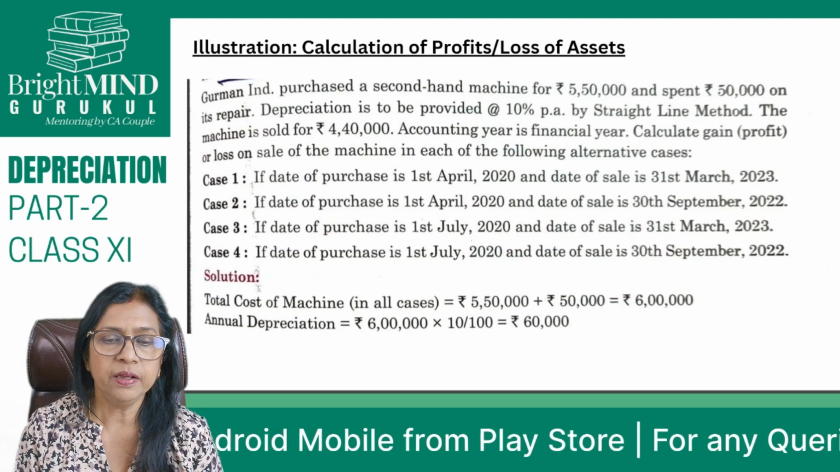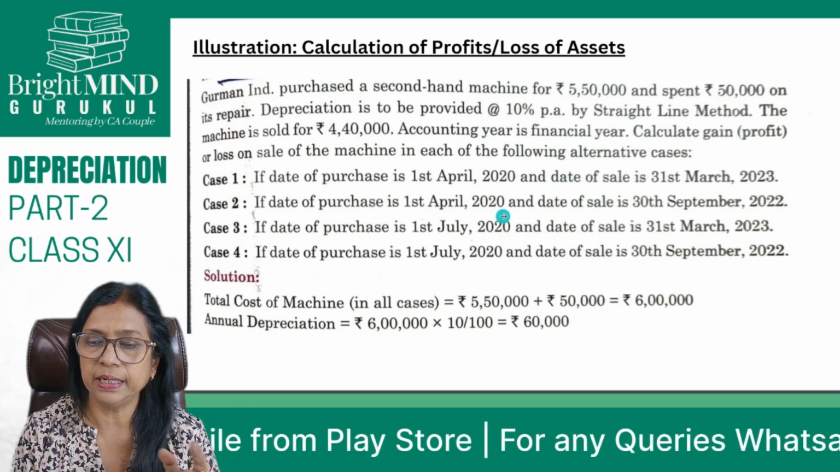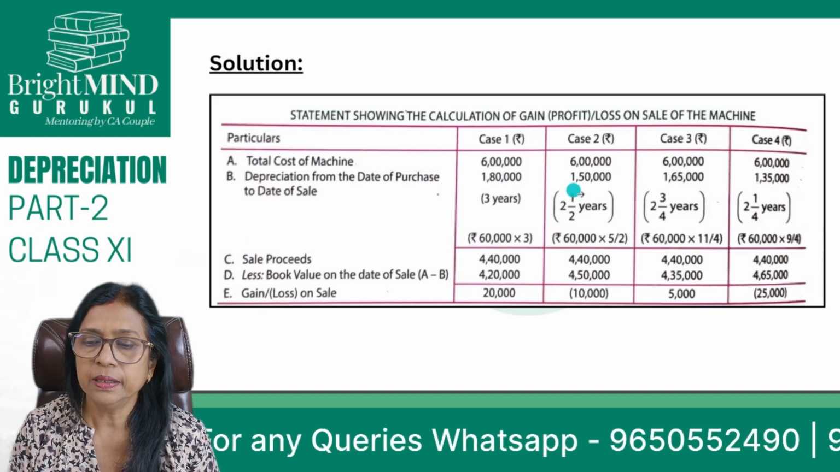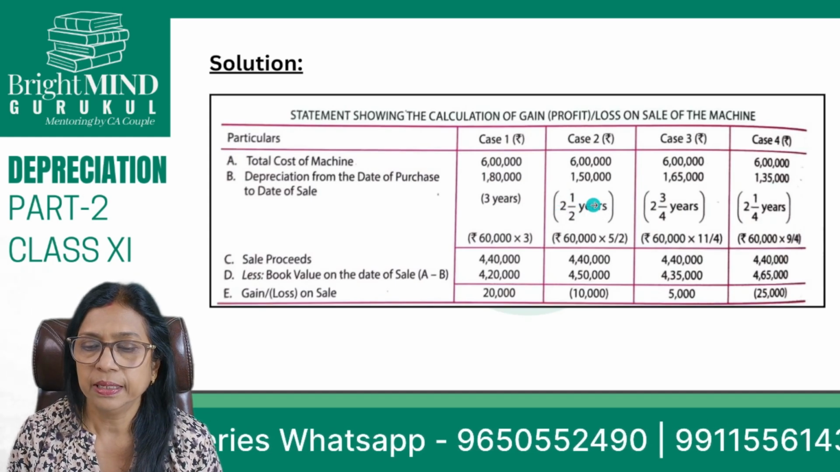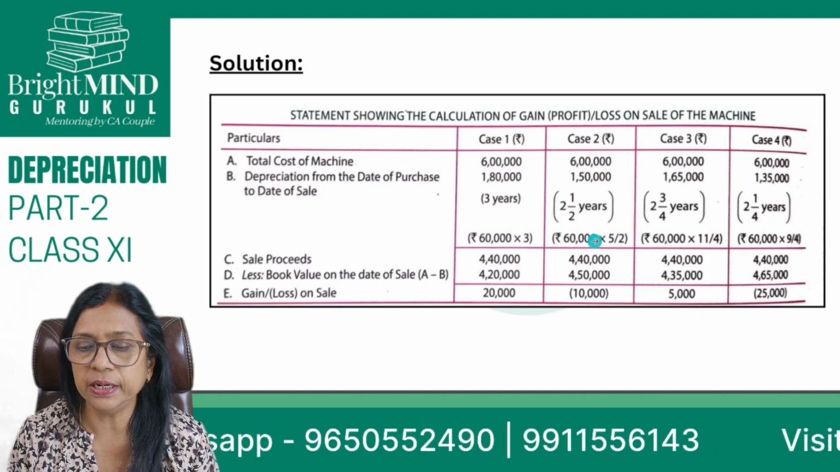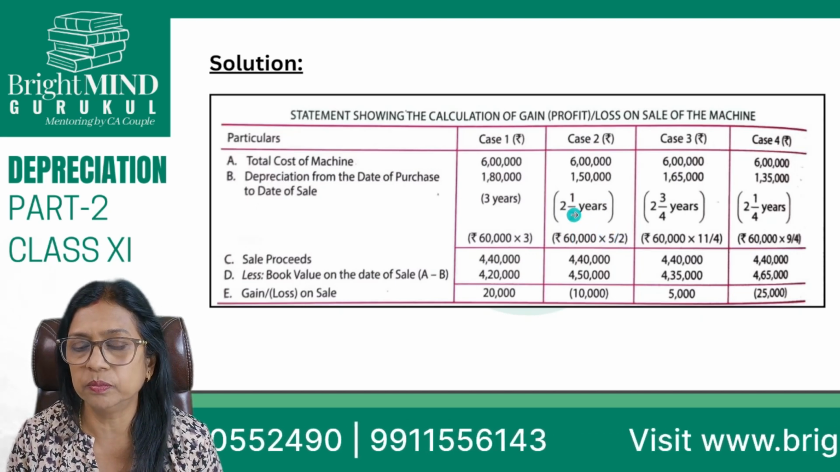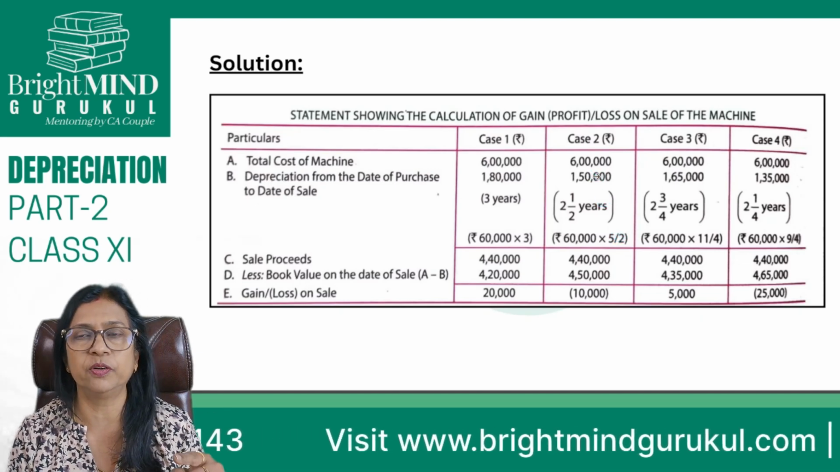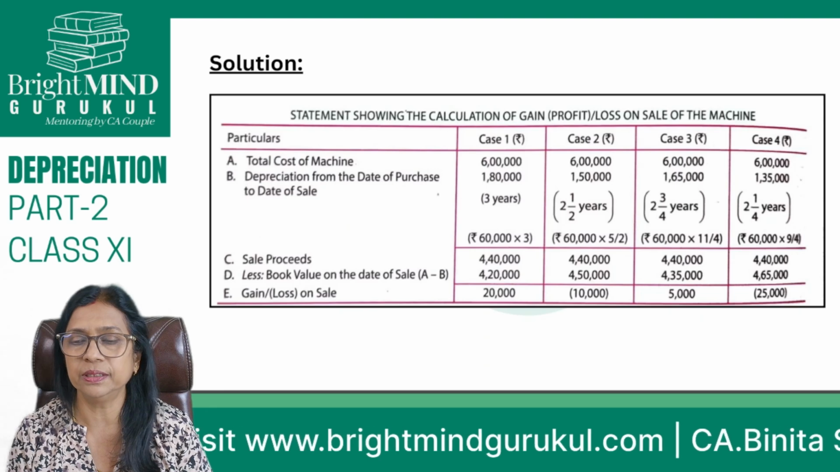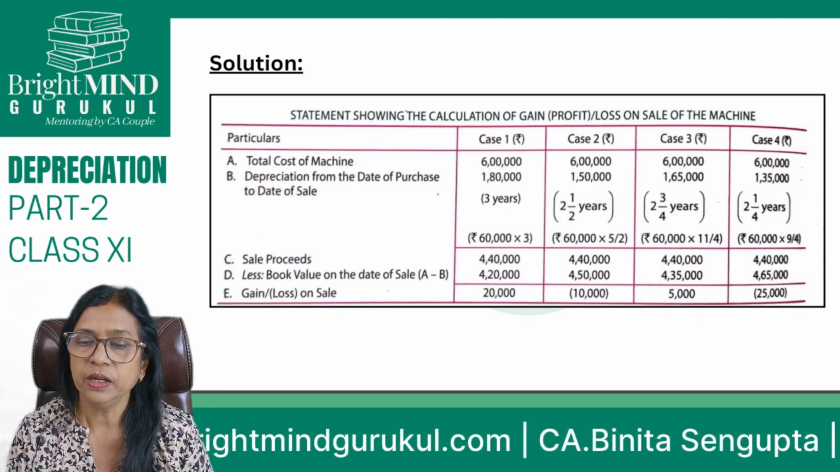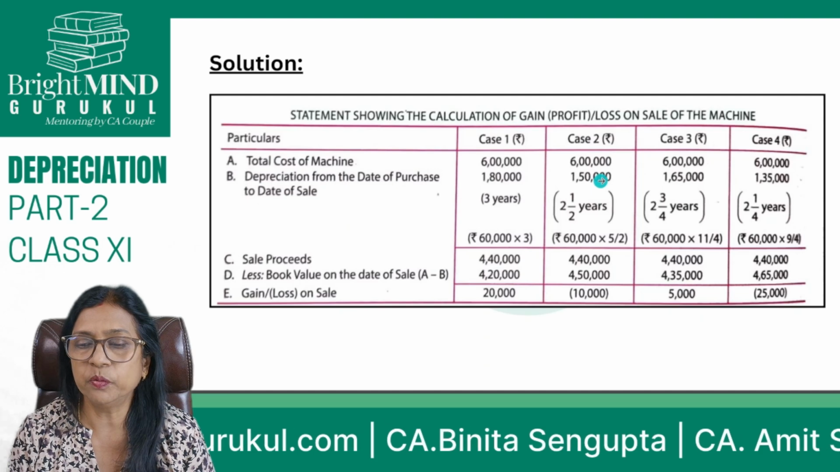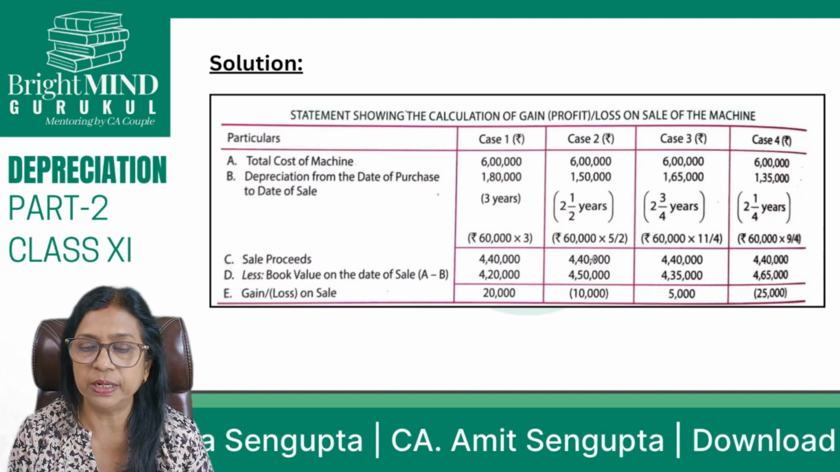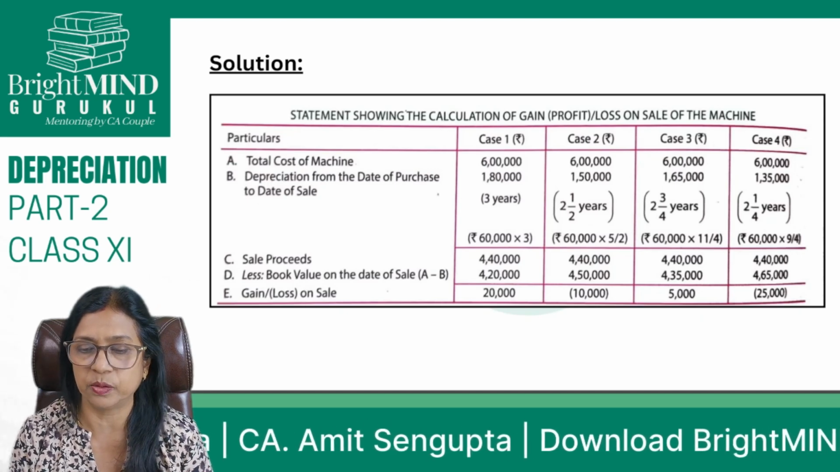Now the second case. If the date of purchase is 1st April 2020 and the date of sale is 30th September 2022. Now here what is happening? The total usage is 2.5 years. That means 60,000 into 5 by 2, that is 2.5 years, that makes it 1,50,000. So 60,000 for the first year plus 60,000 for the second year and 30,000 for the third year, half year. So 1,50,000. So 6 lakh minus 1,50,000, the book value will be 4,50,000. Now the sale proceeds are 4,40,000 and the book value is 4,50,000. So this will be a loss of 10,000.